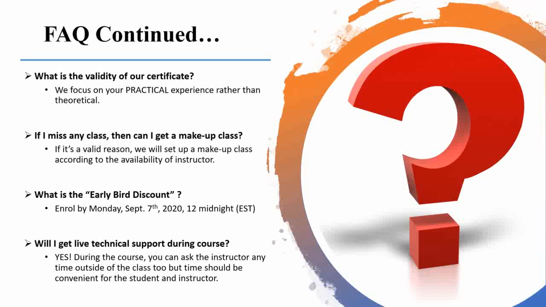What is the early bird discount? The early bird discount is that if you enroll by Monday, September 7th, 2020, by 12 midnight of Monday, then you'll get a discount from the original price, and you'll get the course at a lower cost.